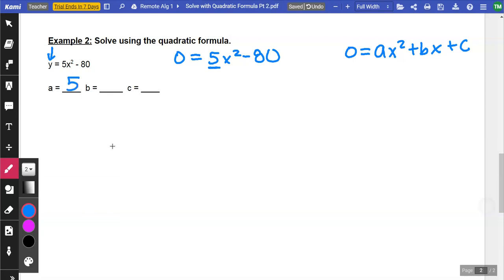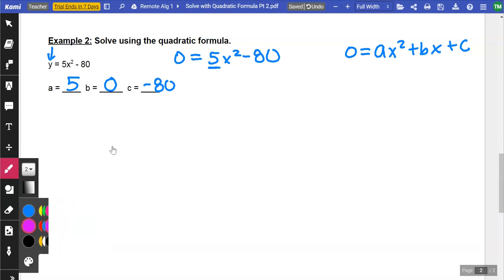B, well, bx is missing. There's no bx term in the middle here. So what would that make b? That actually makes b equal to 0. I'll show you why in just a second. Then c is our constant, negative 80.